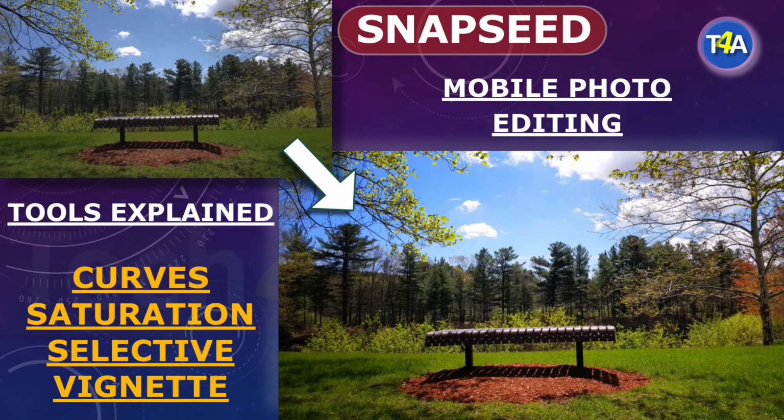So as part of this editing I'll be using tools like curves, saturation, selective, and vignette. And these are just specific to this edit, right? There are a lot more tools available in Snapseed, and you may have to choose the right tools based on what your photo is, right?